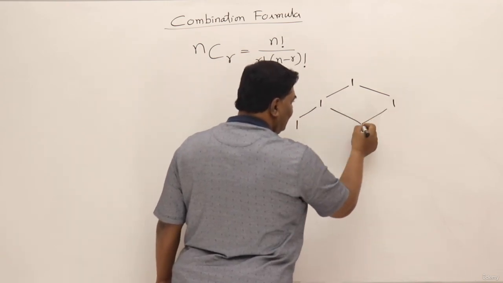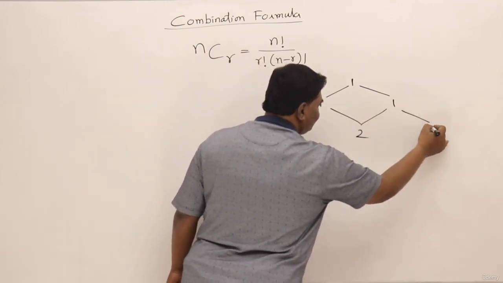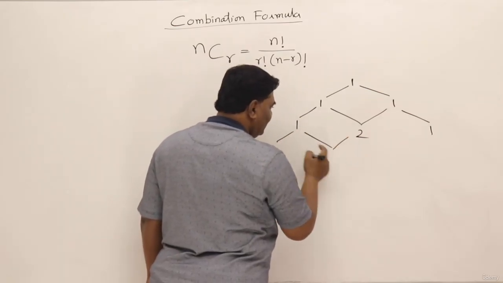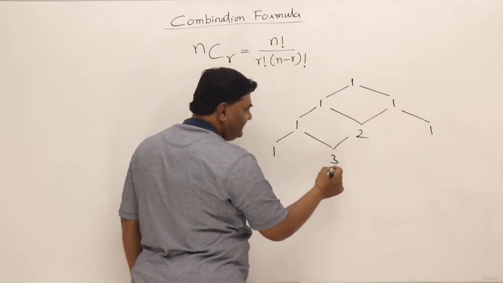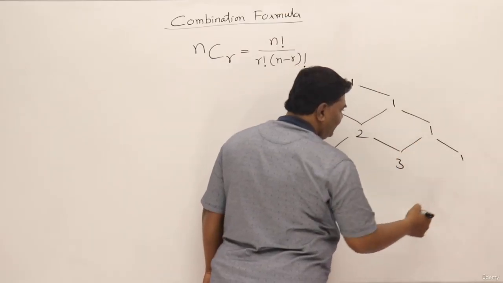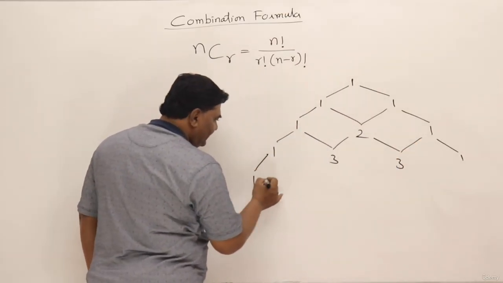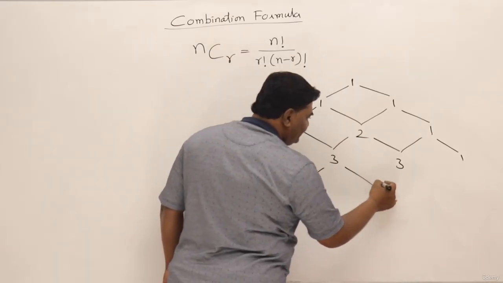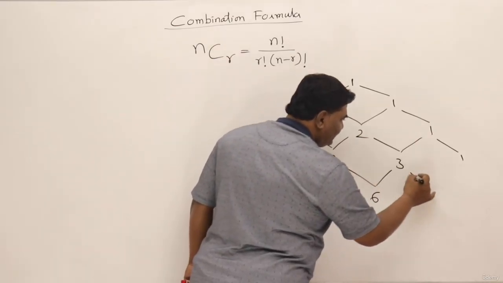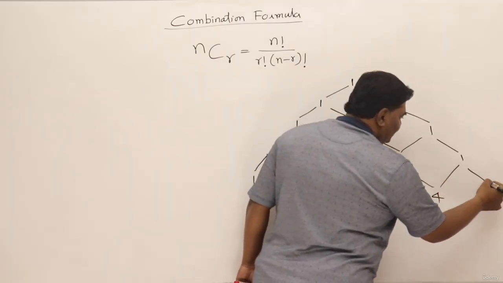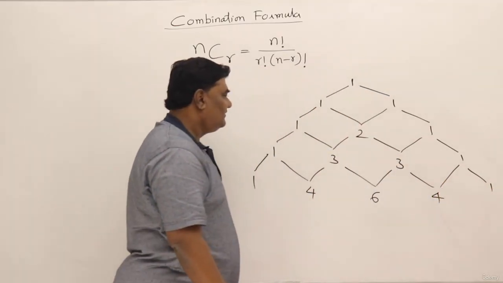Then these two are added to get 2, and this is 1. Then this extreme value is 1. And this is 1 plus 2. This is 3. 2 plus 1. This is 3. And this one is 1. This side it's 1. And 1 plus 3, this is 4. These two are added to get 6. These two are added to get 4. And this extreme value is 1.